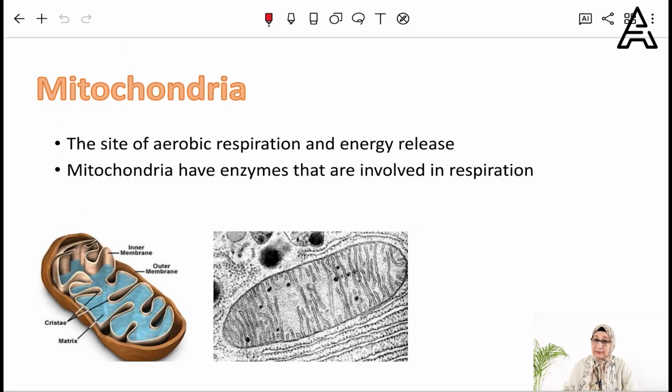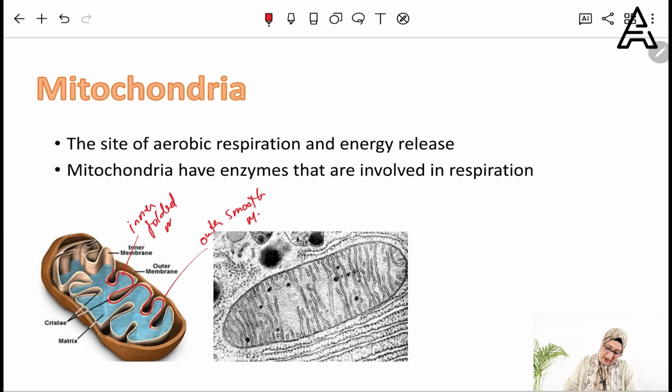Next organelle is the mitochondria. We need you to identify the shape of the mitochondria and the function. The mitochondria looks like a sausage shape or an oval shape with an outer smooth membrane, and an inner membrane that gives folding, inner folded membrane.